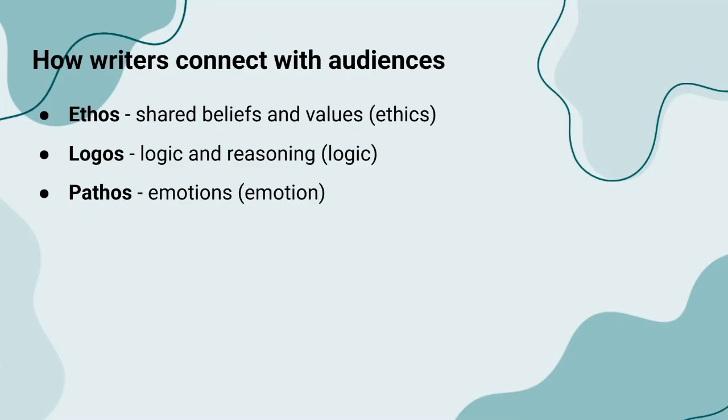Logos is logic and reasoning. Like, what type of logical argument could you put in your essay to help change someone's mind? And pathos, or emotion, is using emotions to help change people. How can you make your essay provoke emotion in someone so that they change their mind?